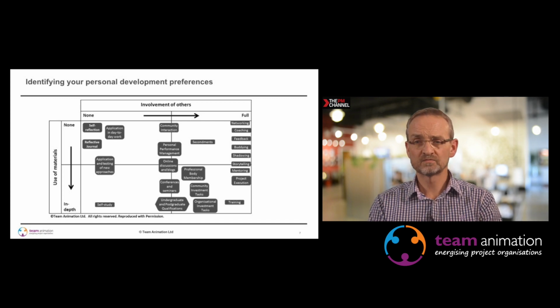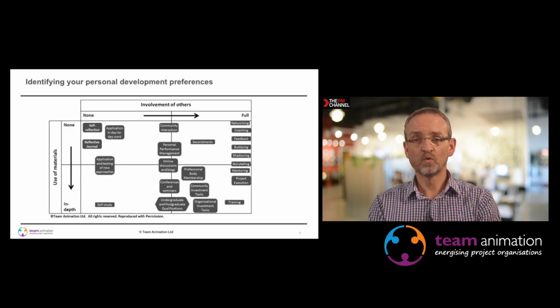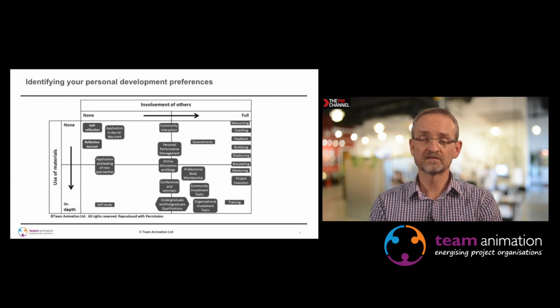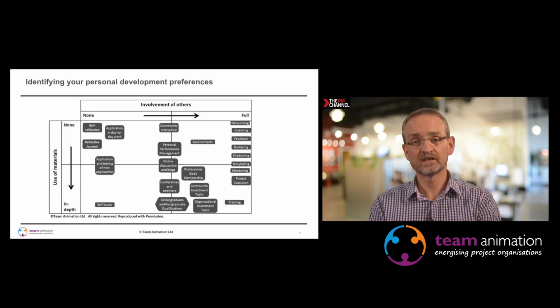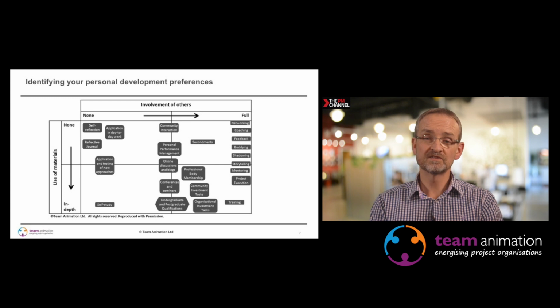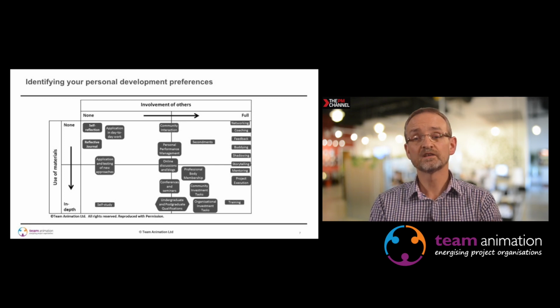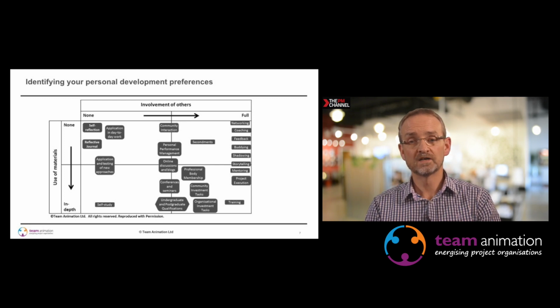So very different approach. You can have a look at this, where exactly you sit, and depending which quadrant you are, as to whether you think your involvement of others is high or low, or the use of materials you think is high or low, you can look at the other options that are available to you.